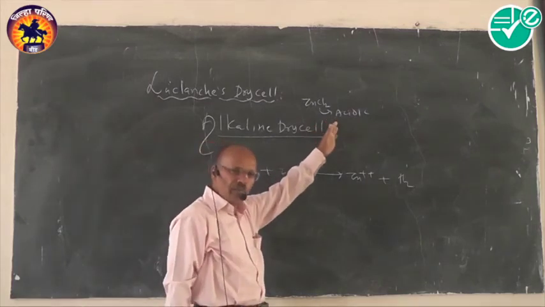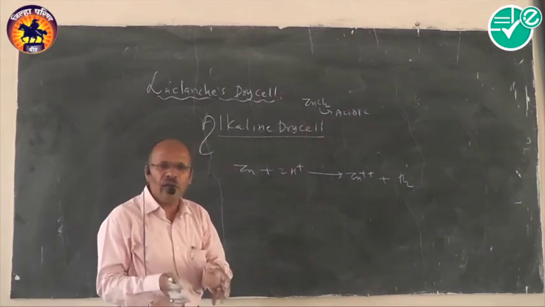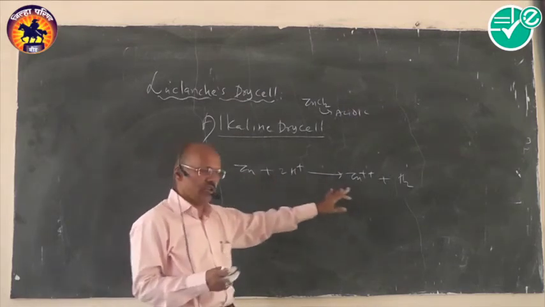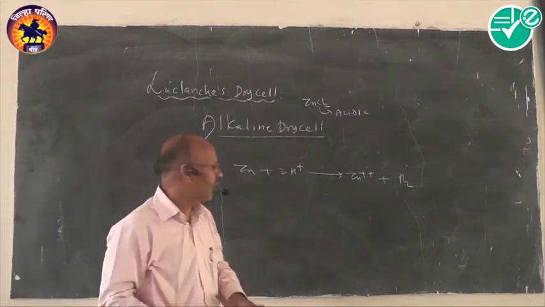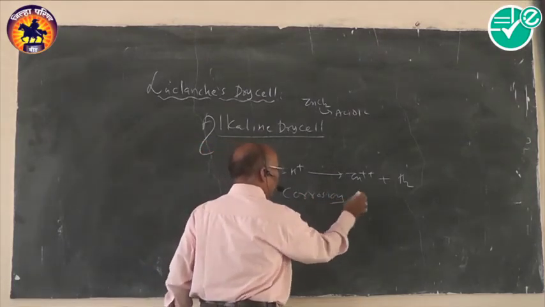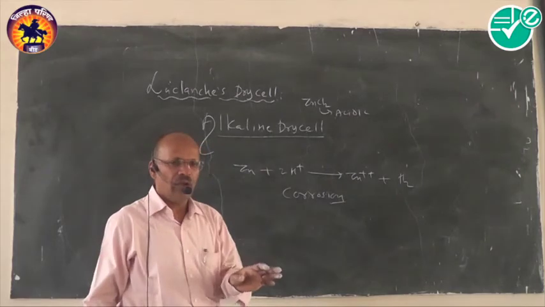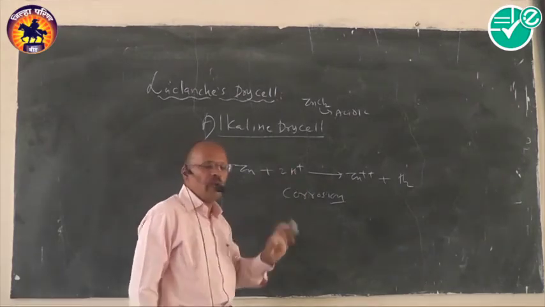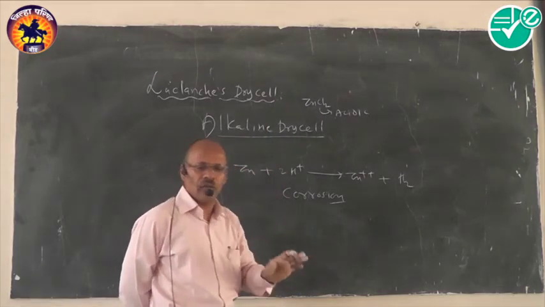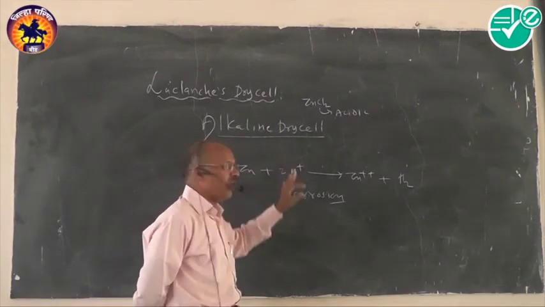If it is working in the acidic medium, at that time there are much more chances to oxidize zinc under concentration. And if zinc is oxidized, at that time it may undergo corrosion as easily and as early as possible. And due to that, the lifespan of the dry cell is just minimized. It is to be decreased.